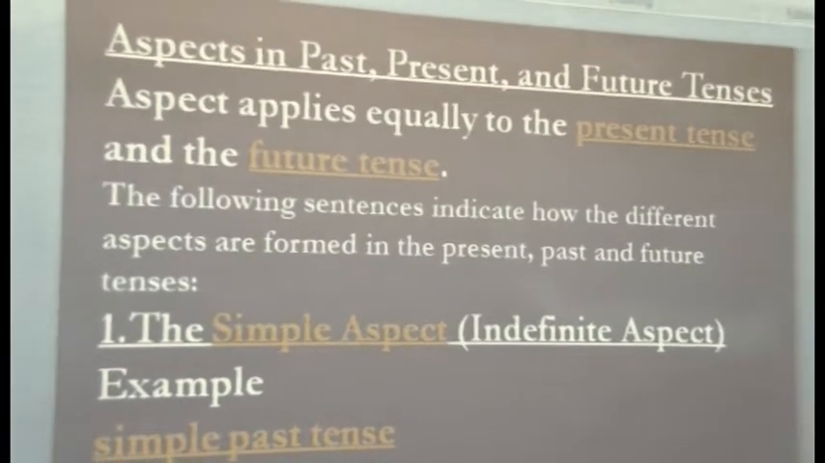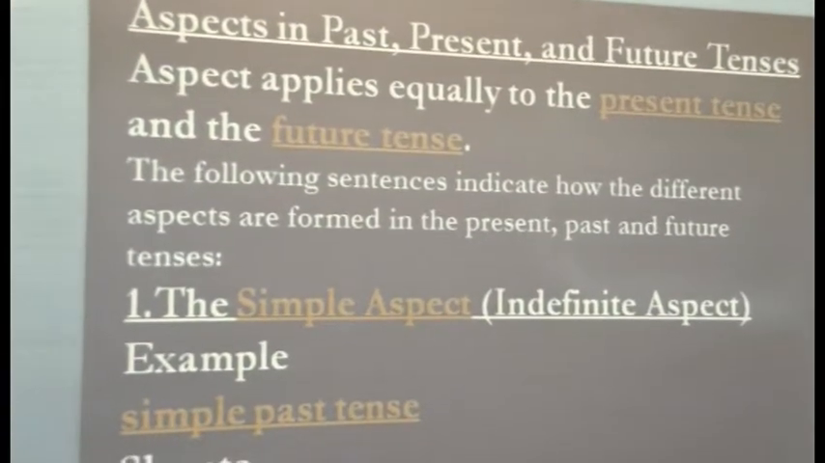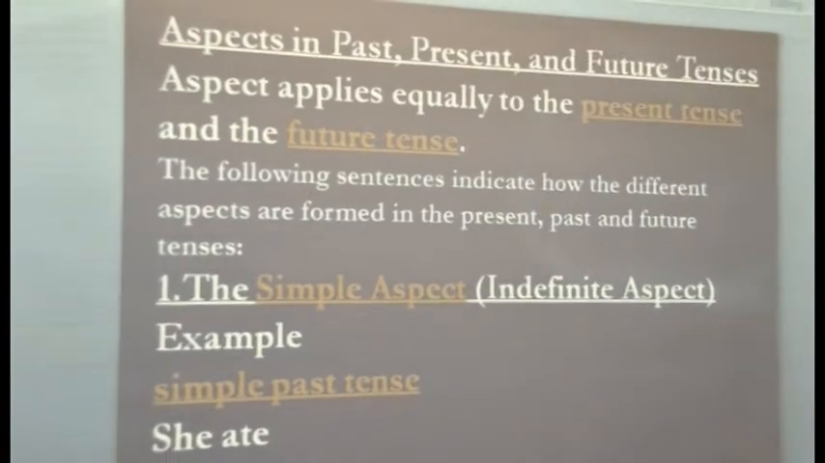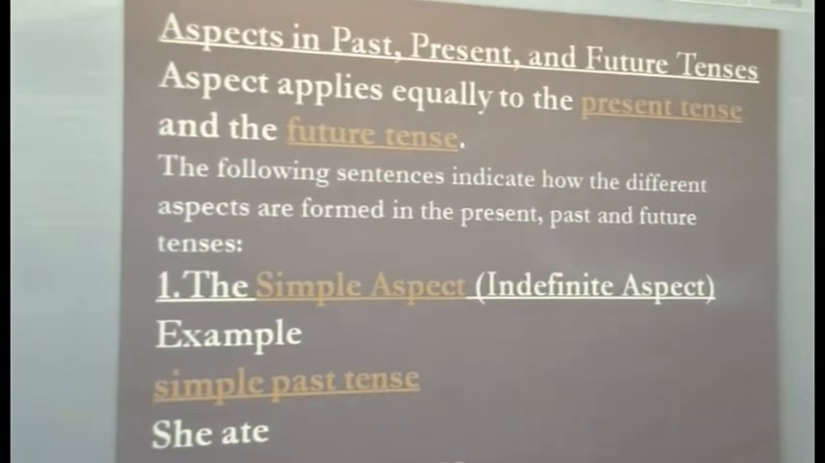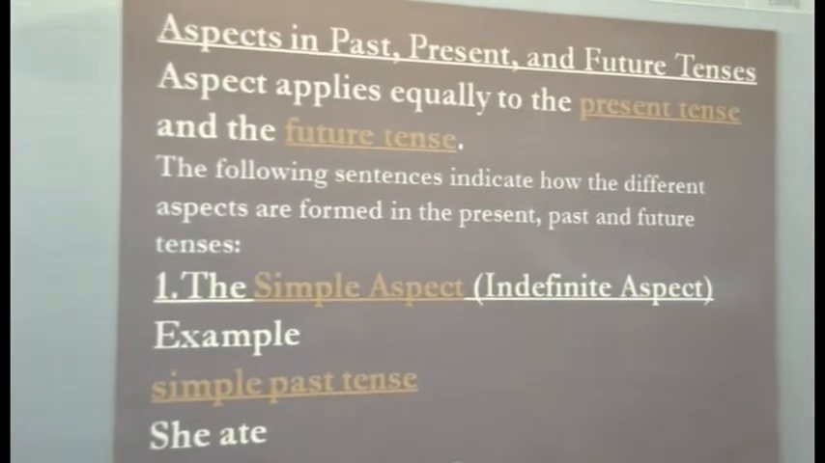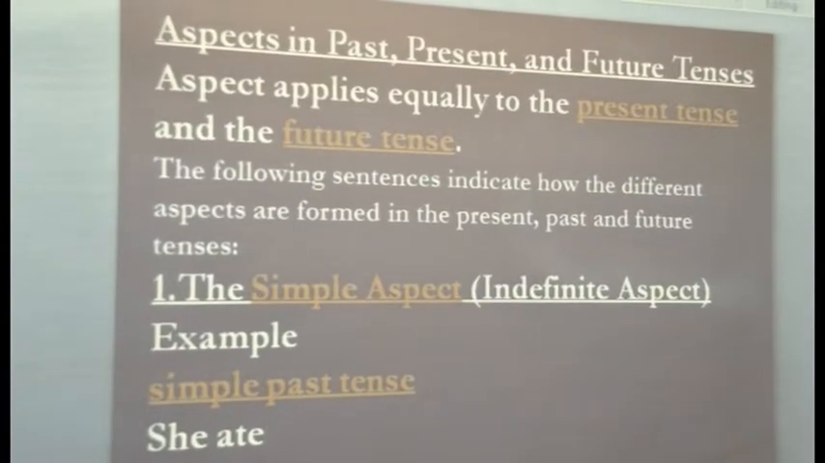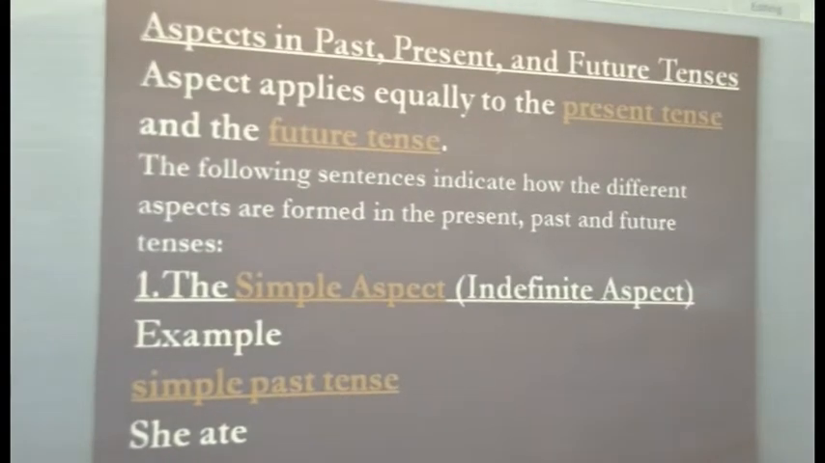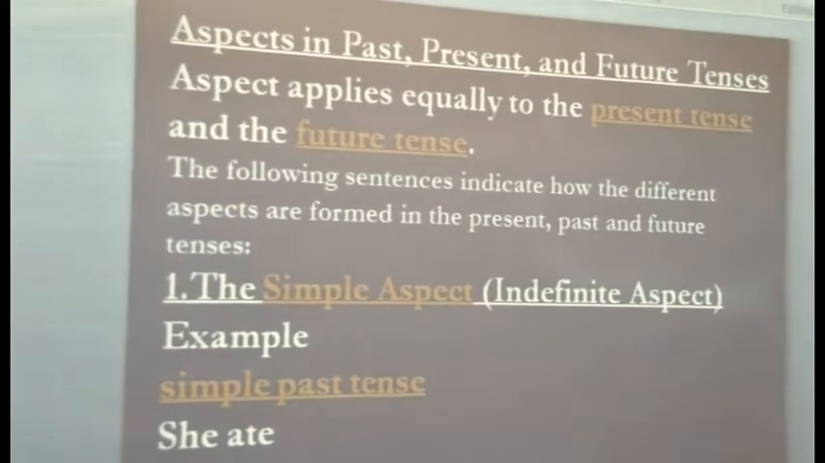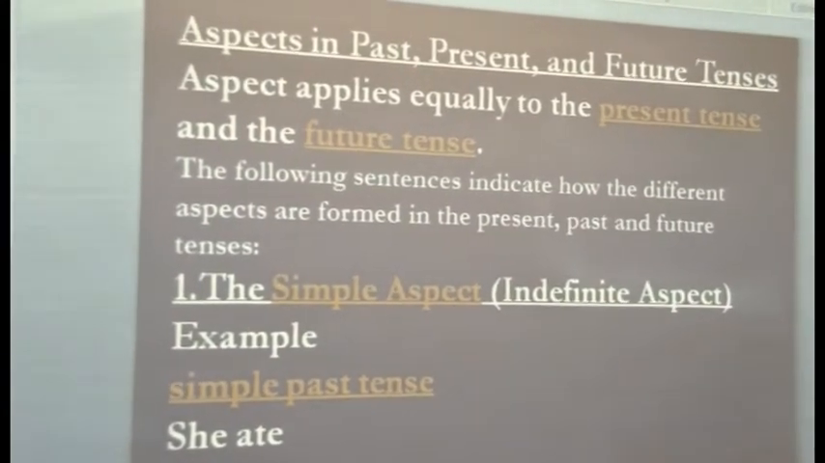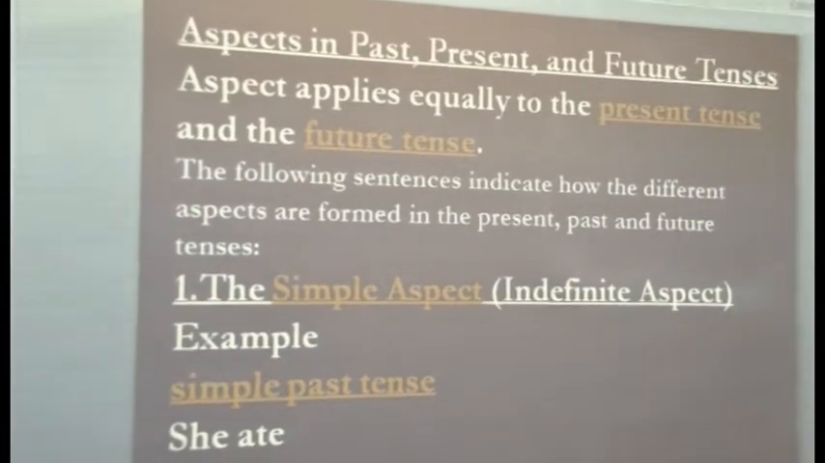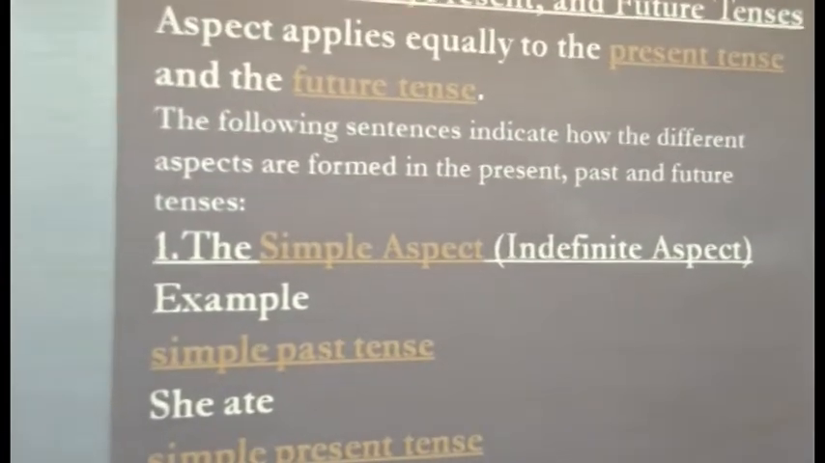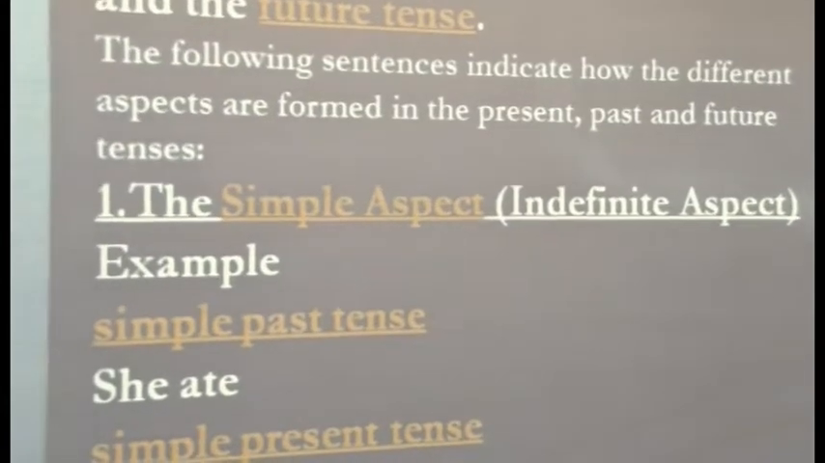Aspects in past, present, and future tenses. Aspect applies equally to the present tense and the future tense. The following sentences indicate how the different aspects are formed in the present, past, and future tenses. One, the simple aspect, which is the indefinite aspect.